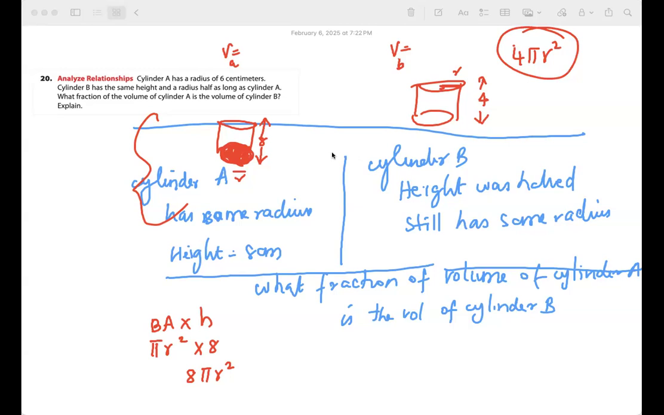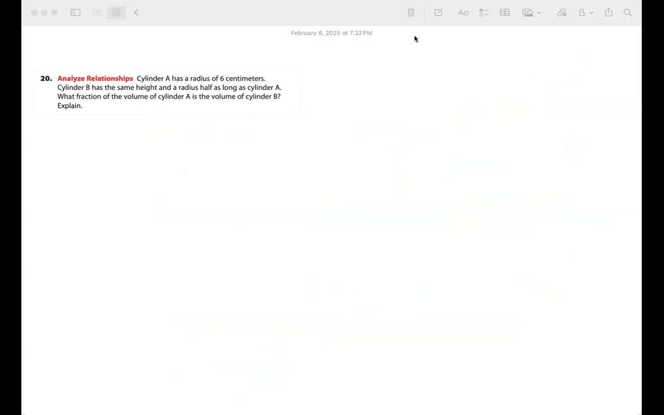So how do they compare? How do the volumes compare? The volume of cylinder A is given, volume of cylinder B is given. What is the relationship? It's like 1/2. Good job. So volume of cylinder B is 1/2 the volume of cylinder A.